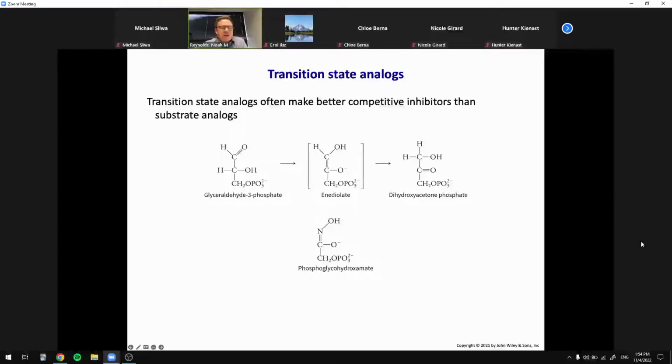Okay, what would you like to talk about for transition state analogs? So we know that they make better competitive inhibitors than substrate analogs because they're better at blocking the active site. Transition state analogs make better inhibitors than substrate analogs because remember what the enzymes are doing, they're stabilizing that transition state. And often they hold on to the transition state. It's usually the point in the reaction where it's going to hold on the tightest, actually.